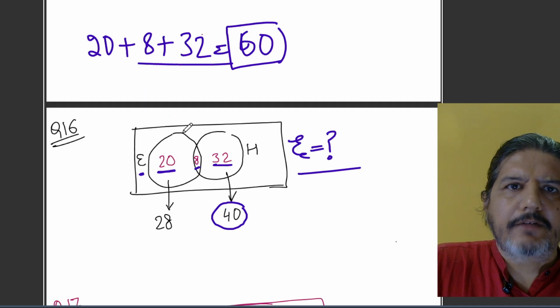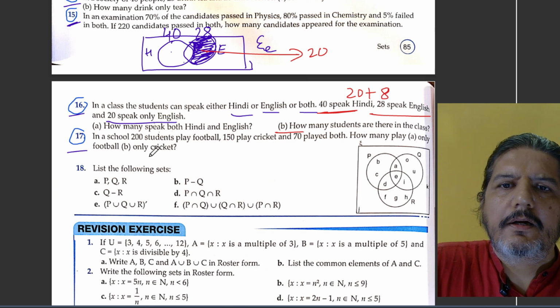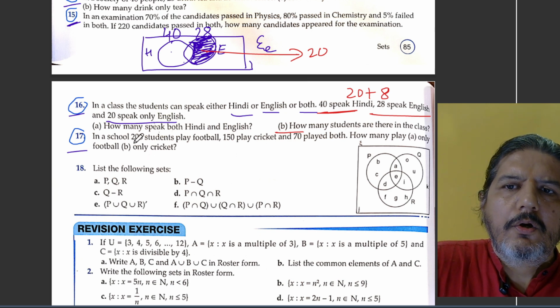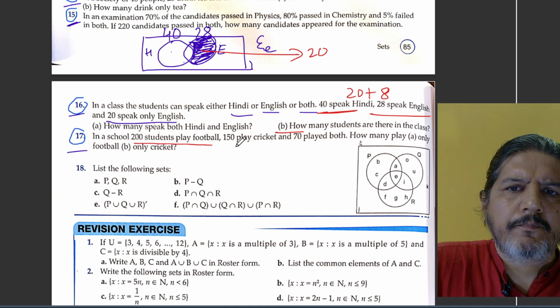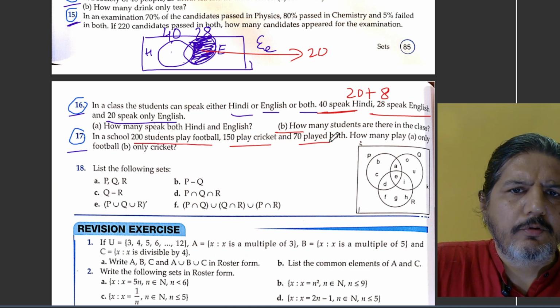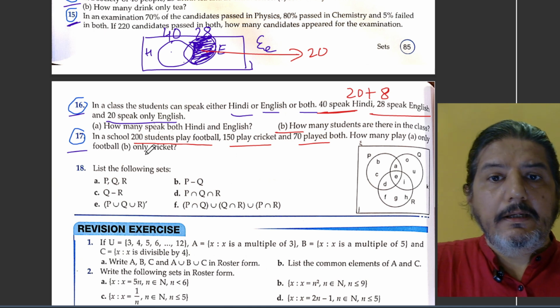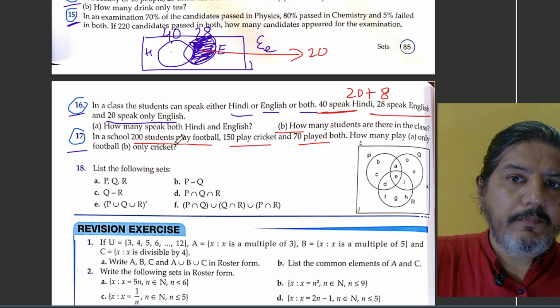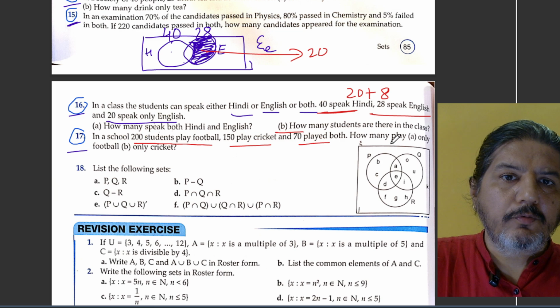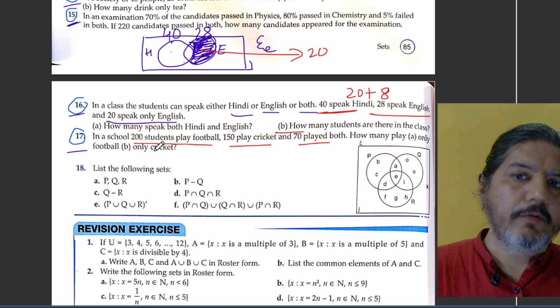And let's look at the next question, question number 17. Again, an almost similar question. In a school, 200 students play football, 150 play cricket, 70 play both. How many play only football, only cricket?